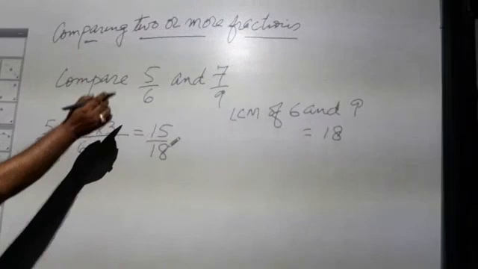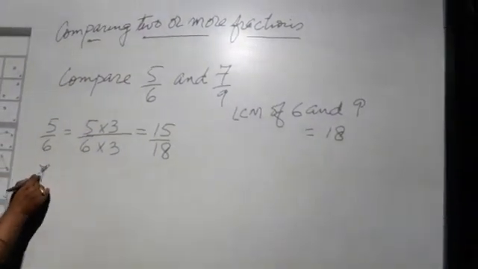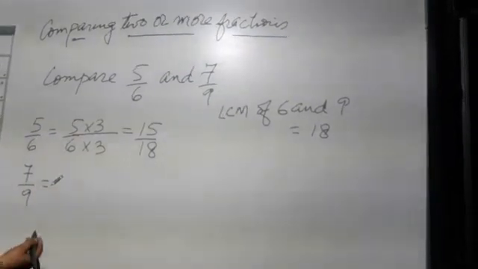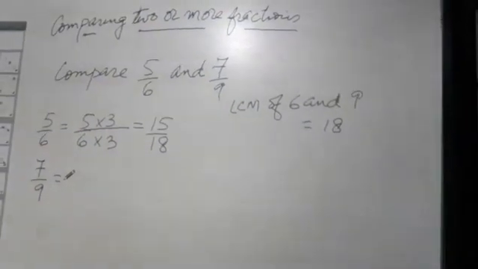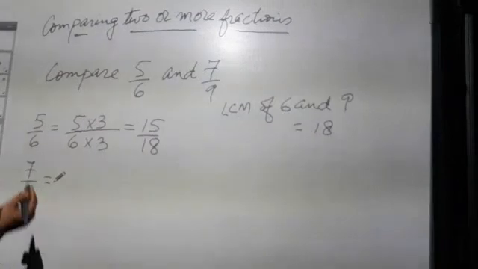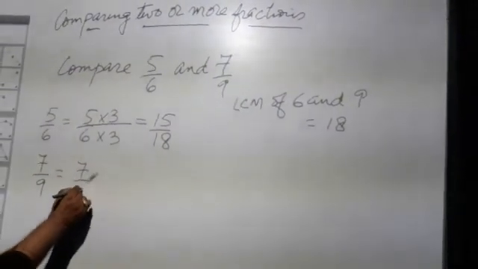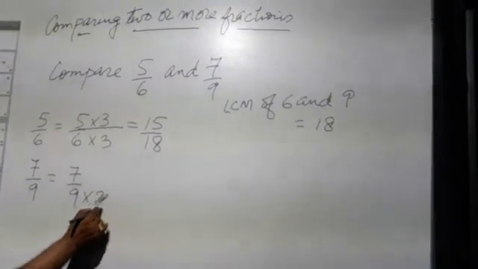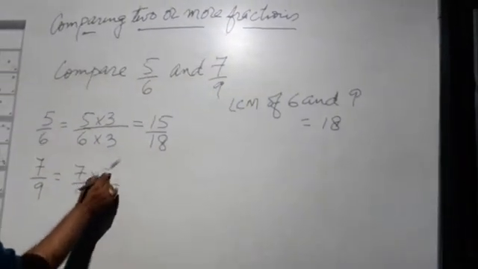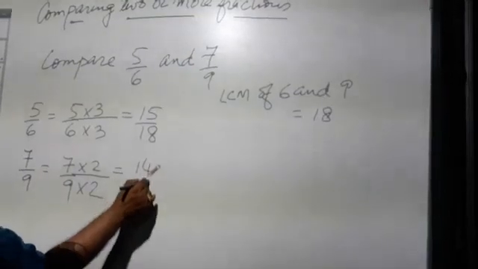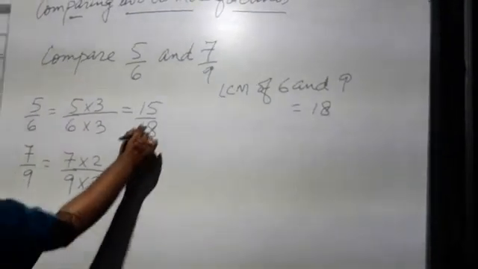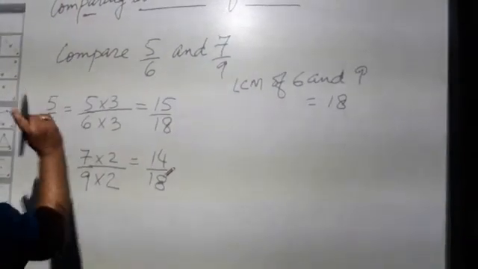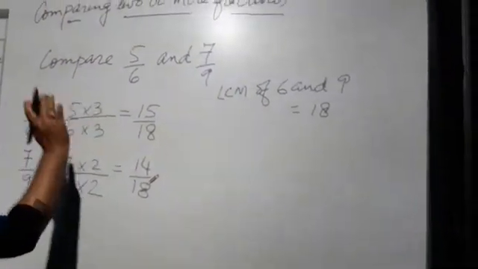Clear? Now similarly we have 7/9. 9 multiplied by what to get 18? Times 2. Here the numerator is also multiplied by 2. So we get 14/18. Both now have the same denominator. The fraction with the bigger numerator is the greater fractional number.